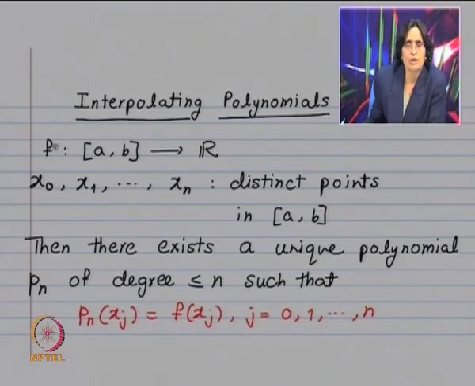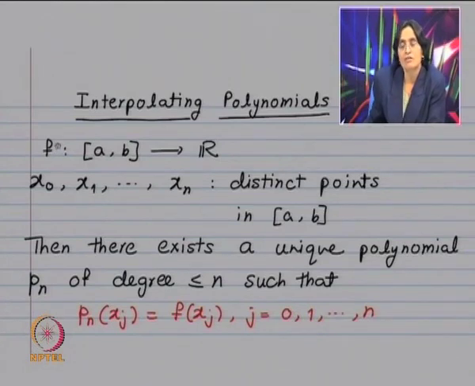So, it would not happen like in the case of Bernstein polynomials, where for f(x) equal to x square, the Bernstein polynomial gave you something different, there was error. Whereas, here when I consider 3 or more points, my p_n is going to be equal to f. So, it is going to reproduce the polynomial.